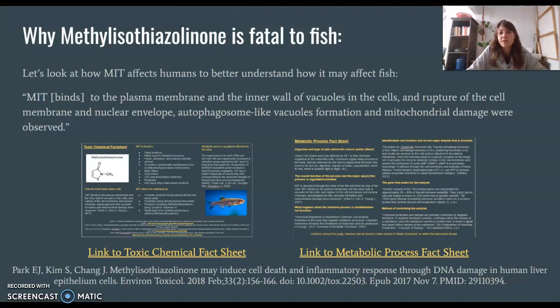Overall, for the entire body of the fish, you can learn more about this in a link to my toxic chemical fact sheet and a link to my metabolic process fact sheet. But basically, in a nutshell, what happens is that it renders the fish unable to regulate its hormones. And hormones are responsible for so many different functions in a body. The endocrine system is quite major when it comes to how a body functions.